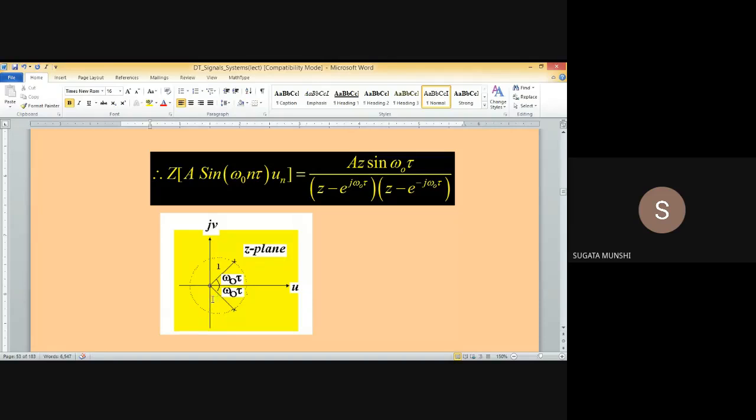You can easily understand that for a given tau or given sampling frequency, the larger the frequency of the sinusoid, the poles will shift in this direction. The spread will become larger.